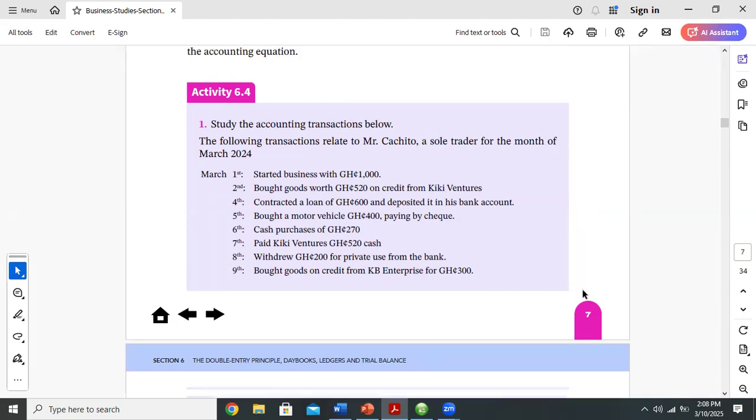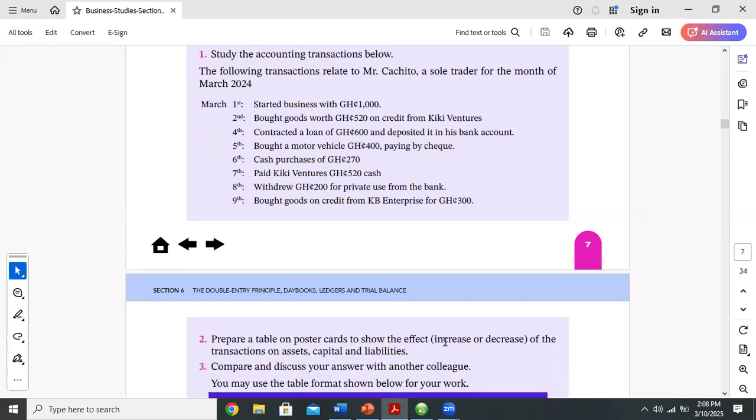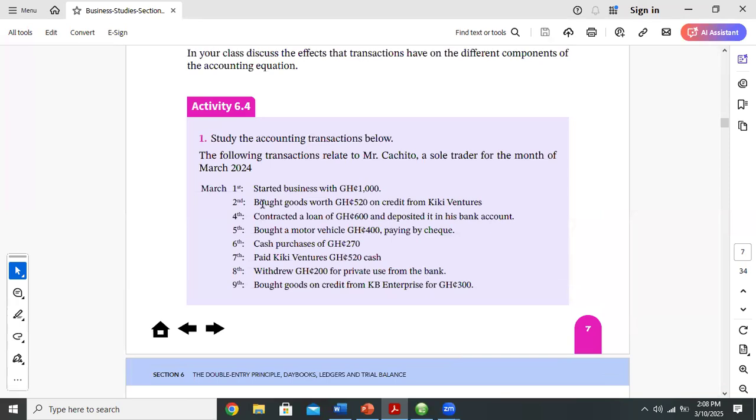state the effects. Okay. So you are to prepare a table to show the effect, whether increase or decrease of the transaction on asset, capital, and liabilities, right? It's a typical exams question. So you see here, first, March, started business with 1,000 Ghana cedi. Second, bought goods worth 520 on credit from Kiki Ventures.